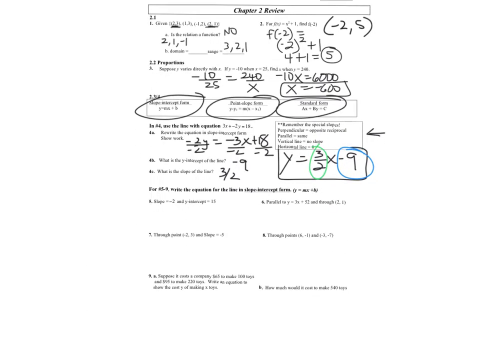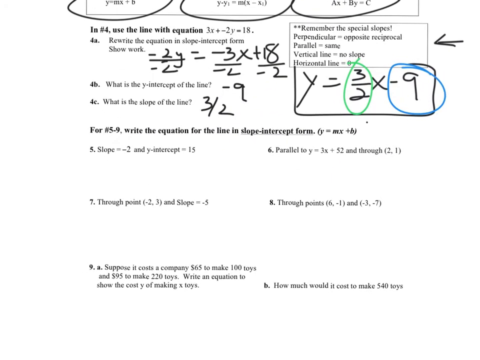All right, so numbers 5 through 9, we're going to write the equation in slope-intercept form, y equals mx plus b. The first one's great. It gives us exactly what we need. We have the slope, -2 times x, and then plus 15. And that's all you have to do for that one.